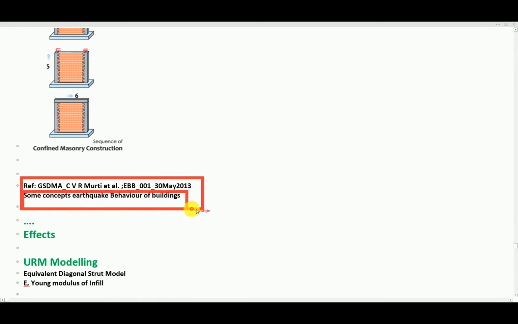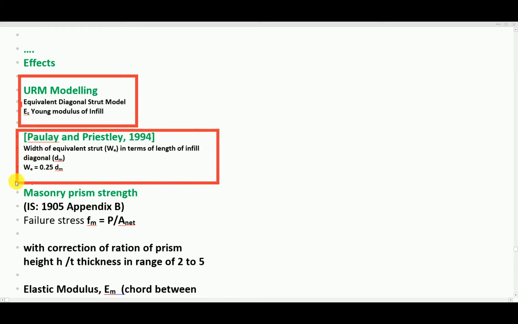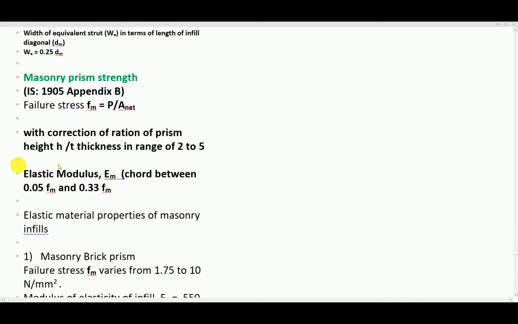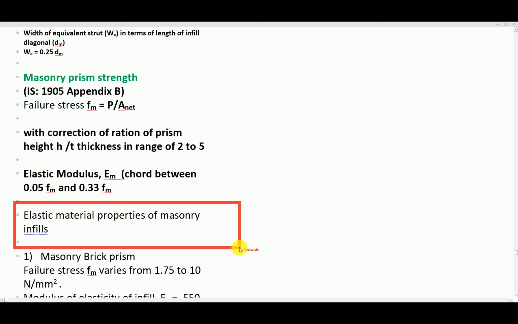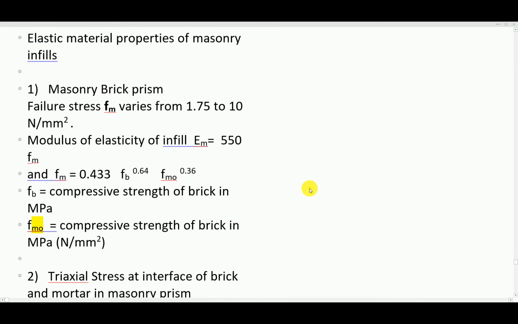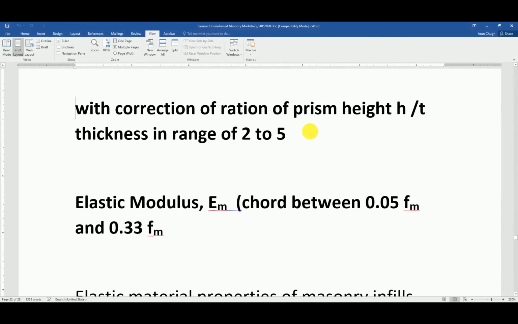So how will we model the unreinforced masonry? Equivalent diagonal strut model, where Ec is the Young's modulus of infill. The general value of the modulus of elasticity is given by Paulay and Priestley, 1994. When the diagonal length is dm, the width of the strut can be 0.25 dm. The failure stress of a masonry prism has a correlation ratio of prism of 2 to 5. Masonry brick prism failure stress usually varies from 1.75 to 10. Elastic modulus is the chord between 0.05 failure stress fm and 0.33 fm.